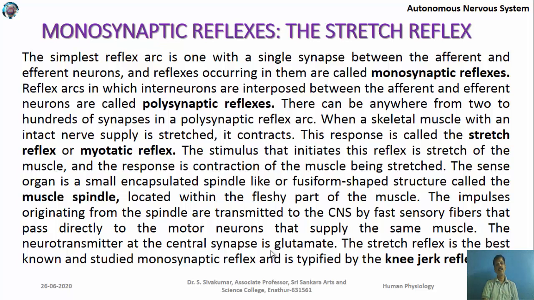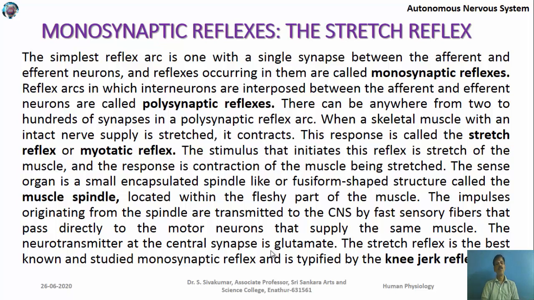The neurotransmitter at the central synapse is glutamate. So the thing which is going to communicate the nerve impulse transmission here is the neurotransmitter glutamate. The stretch reflex is the best known and most studied monosynaptic reflex and is typified by the knee-jerk reflex. Okay, so the knee-jerk reflex is an example of a monosynaptic reflex.